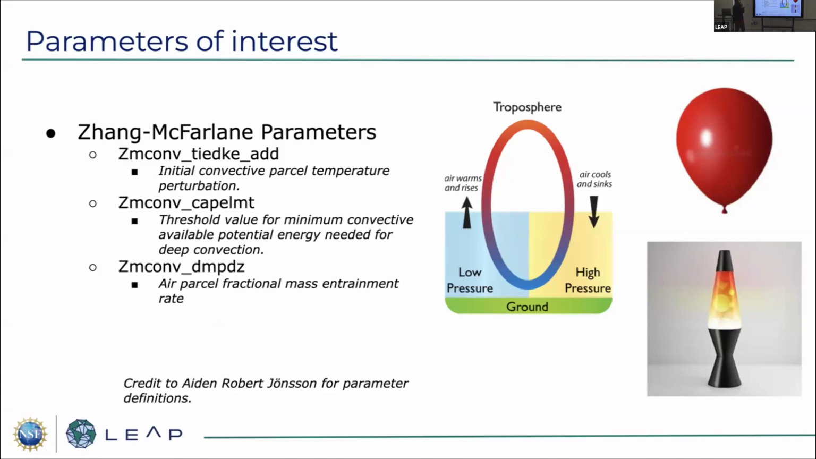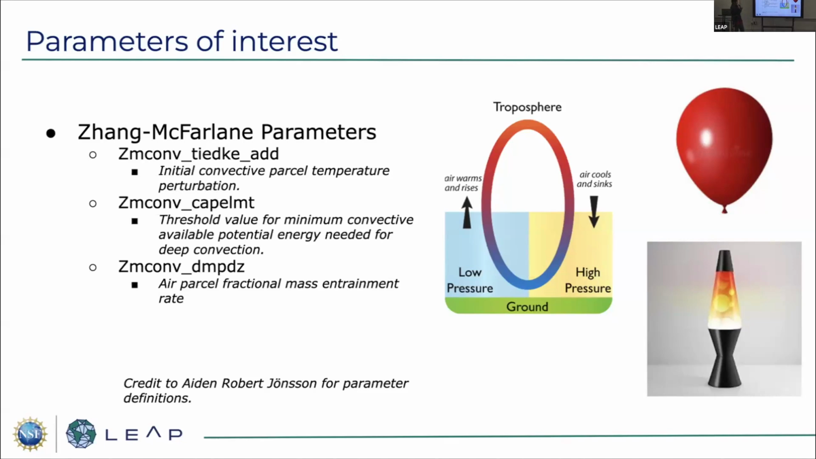CAPE LMT, CAPE stands for convective available potential energy. And I know that sounds complicated, but you can just think of it as fuel for your car. We need gasoline to drive our cars in much the same way that we need CAPE in order to drive the convection processes within the atmosphere. So what CAPE LMT actually does is set the minimum amount of CAPE that you need in order to initiate that convection process within your simulation.